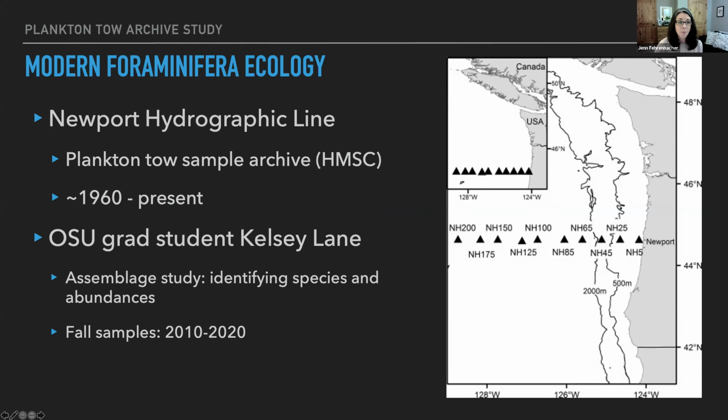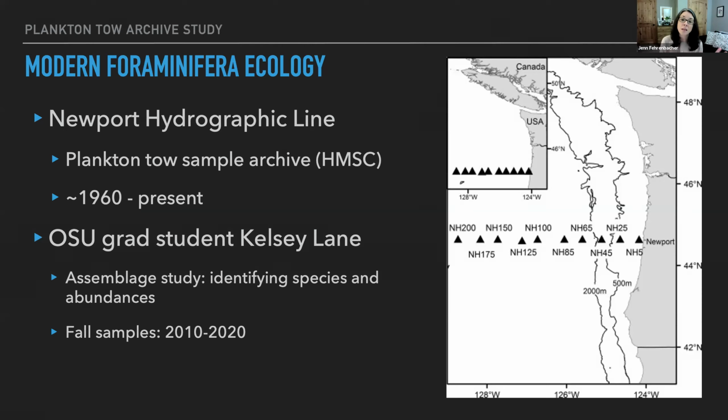This is a set of plankton tow samples that were collected by a gentleman named Bill Peterson and his research group, and that work has been carried forward by a collaborator and Kelsey's committee member, Jennifer Fisher. Copepods have been studied in this region. Copepods are very important. This is what large fish and whales eat off the coast.